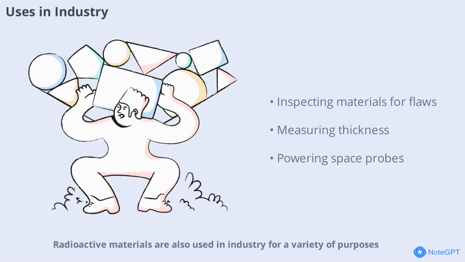Radioactive materials are also used in industry for a variety of purposes. They help inspect welds and materials for flaws, measure the thickness of products, and even power remote devices like space probes. The ability to harness radioactive decay for these applications has improved safety, efficiency, and innovation in many fields. However, strict regulations are necessary to ensure that workers and the environment are protected from potential hazards.